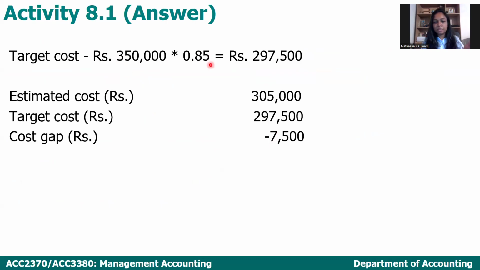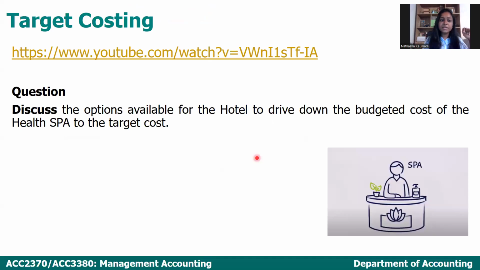350 multiplied by 85%. Then this is the target cost, and you compare it with the budgeted or the estimated cost. Then you have a cost gap like this. You need to reduce this cost, right? There's a small video clip for this. When we share the slides, you can watch it because it explains target costing, how to calculate and how to reduce the cost. So you can watch it and try to answer this question when you go through this lesson.